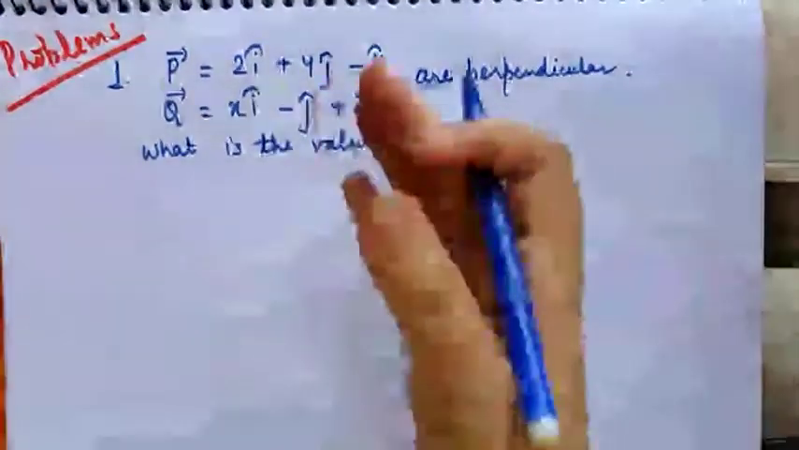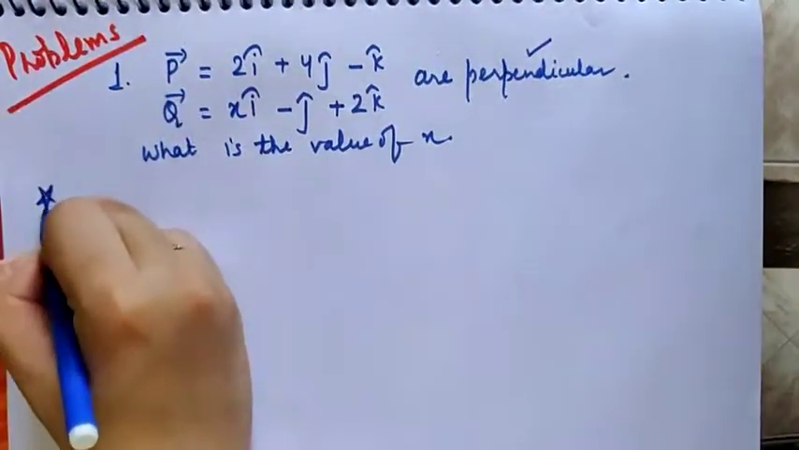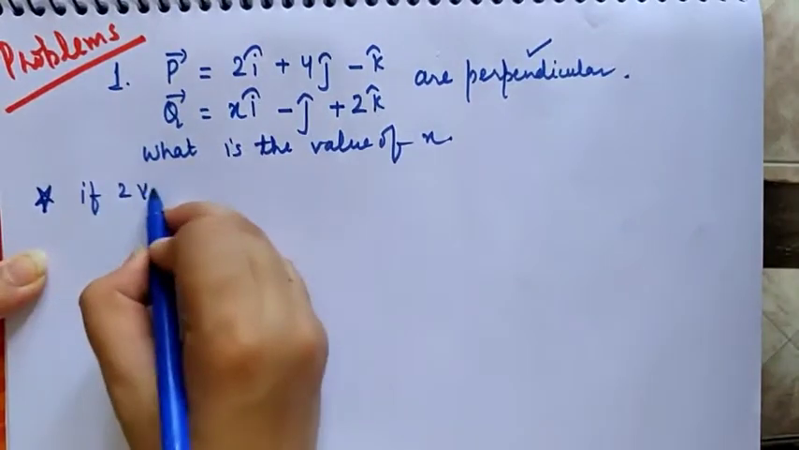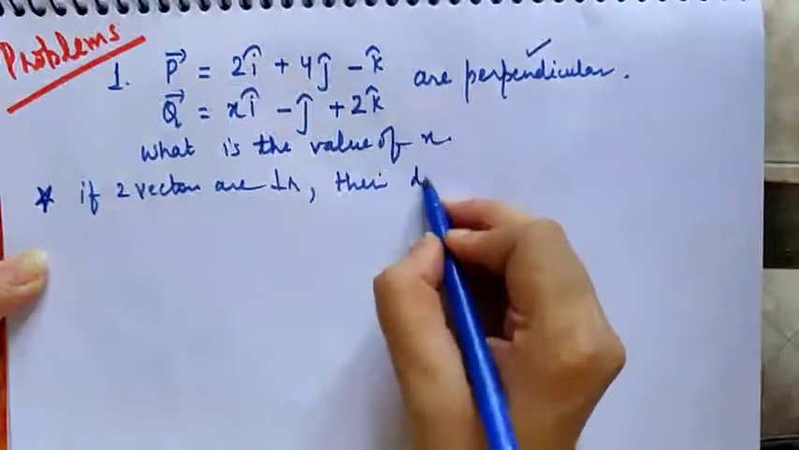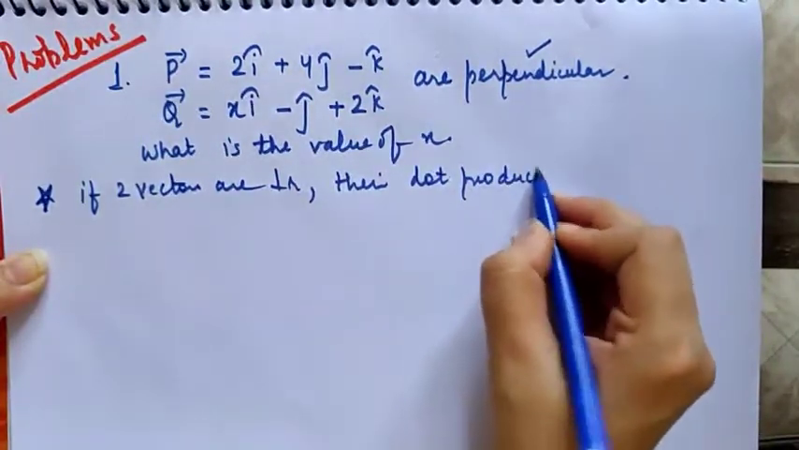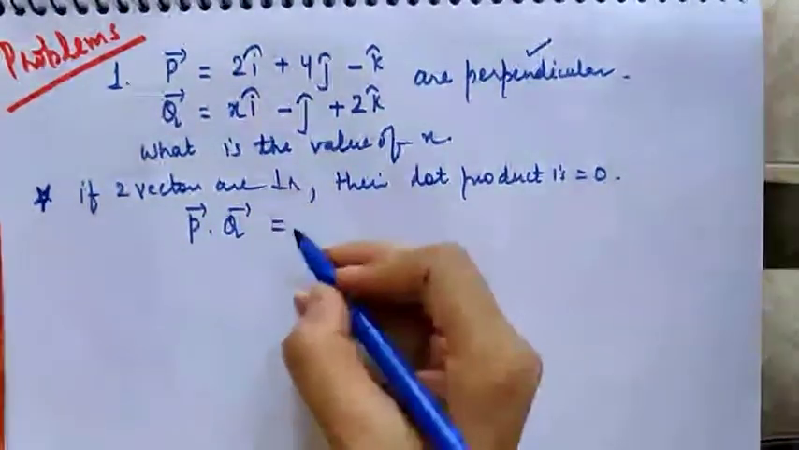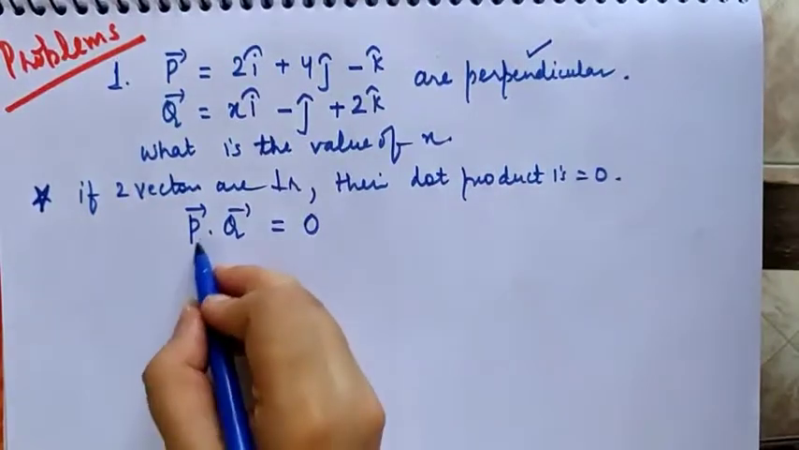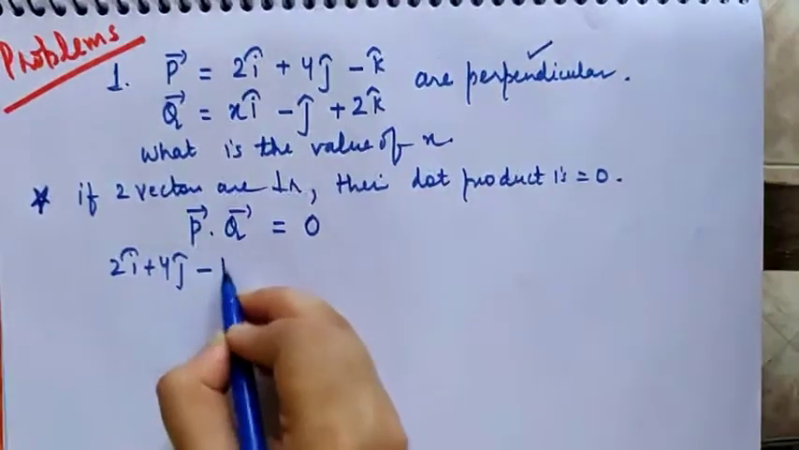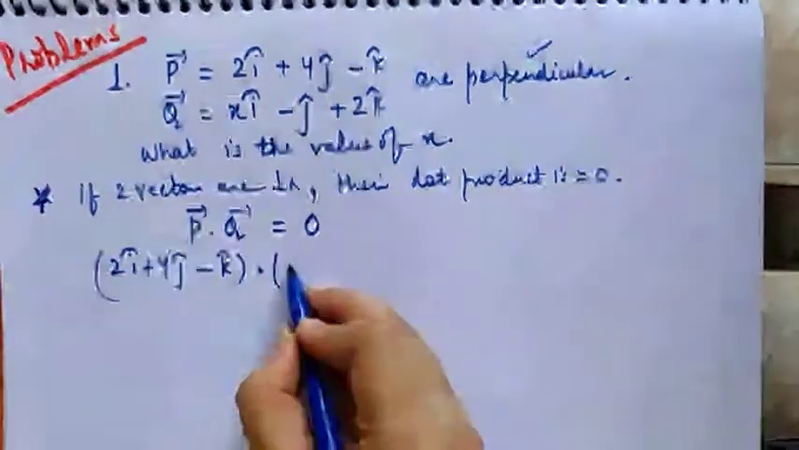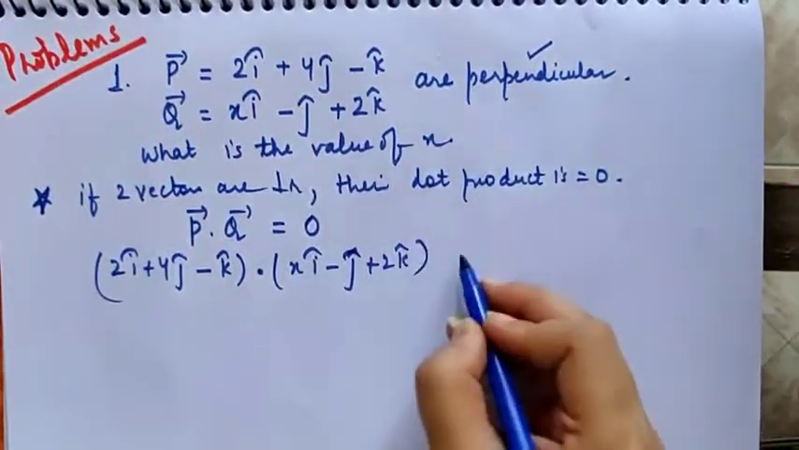So now do their dot product, because we know if two vectors are perpendicular, their dot product is 0. So you can use that property. If two vectors are perpendicular, their dot product is equal to 0. So do P dot Q. It will be equal to 0. P dot Q: (2i plus 4j minus k) dot (xi minus j plus 2k) is equal to 0.